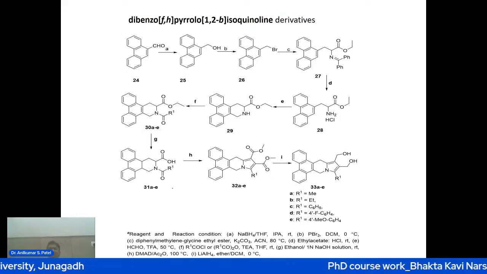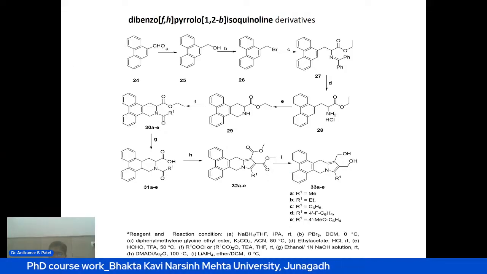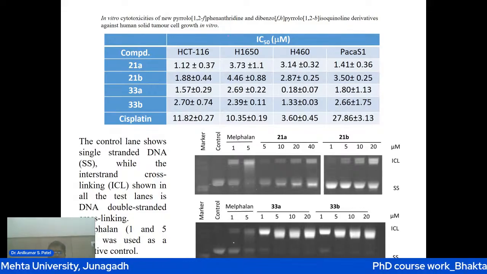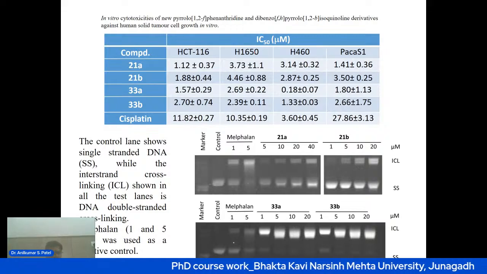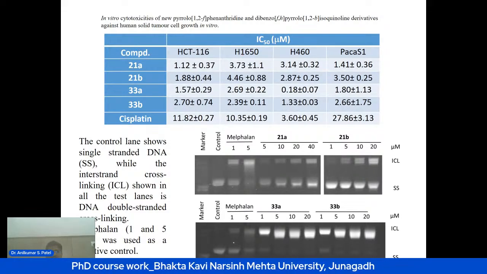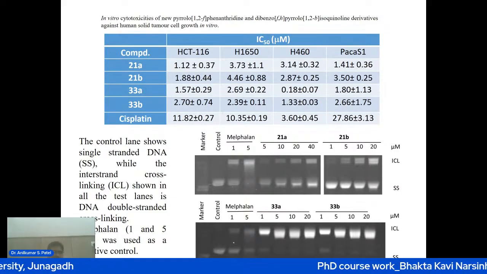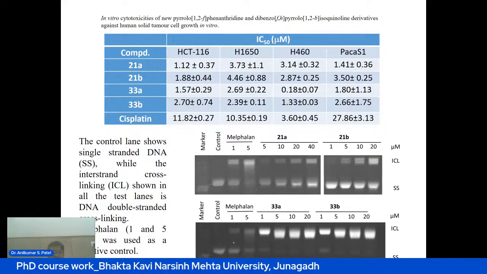So we have checked all the compounds for biological activity. We can see that we have taken the cancer cell line HCT116, which is a colon cancer cell line. H1650 is a small cell lung carcinoma. H460 is a non-small cell lung cancer cell line, and PACA S1 is a pancreatic cancer cell line.